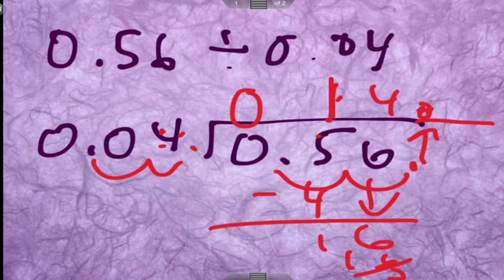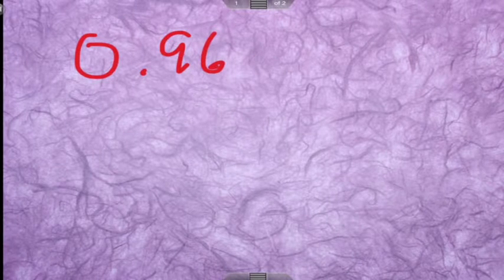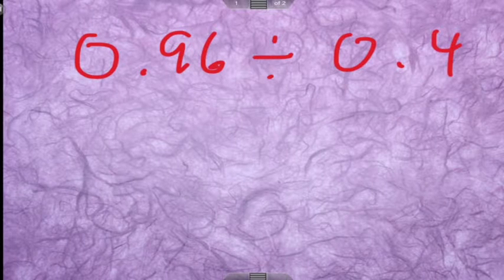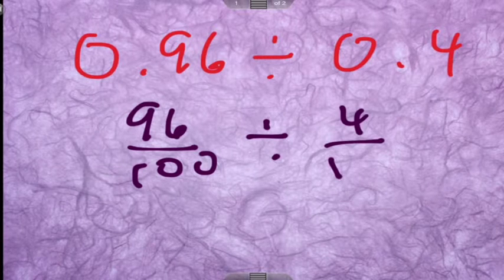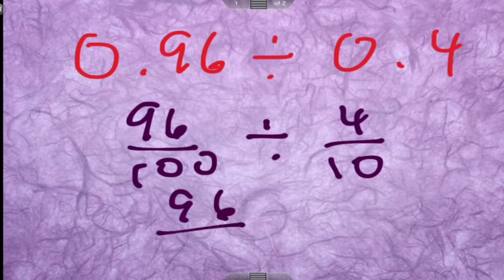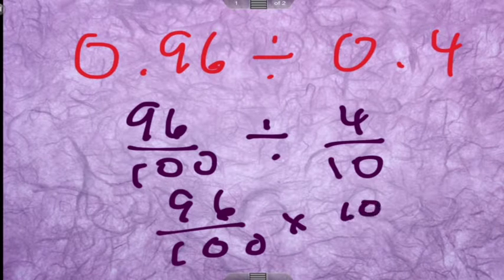All right, let's just do one more. Just one more, make sure we got this. 0.96 divided by 0.4. Again, let's make these into fractions. So I have 96 over 100 divided by 4 over 10, reciprocal. 96 over 100 times 10 over 4.